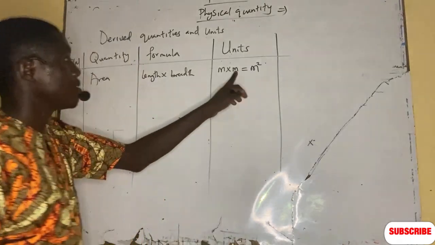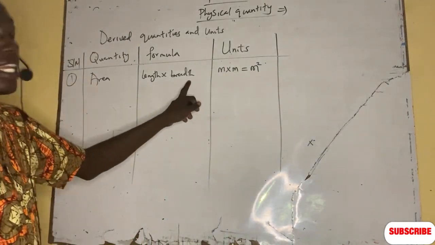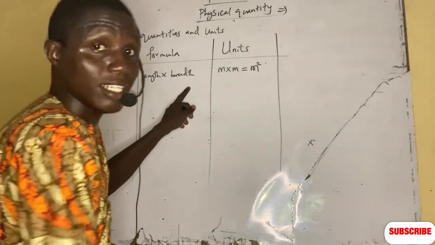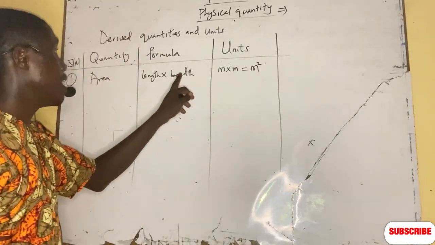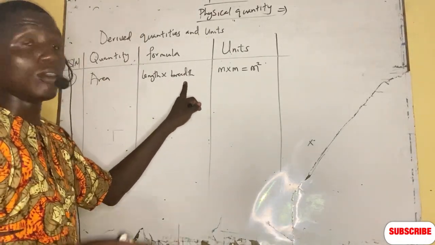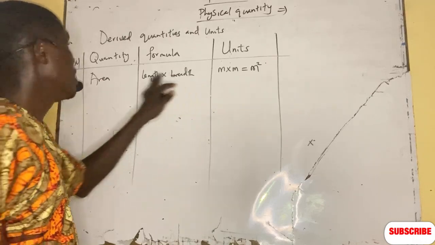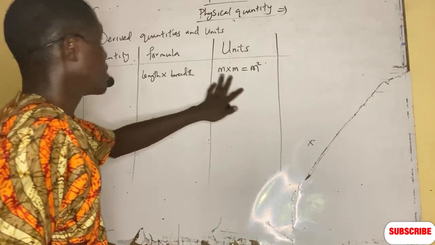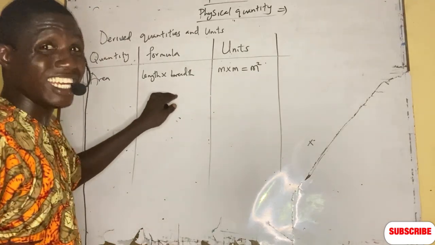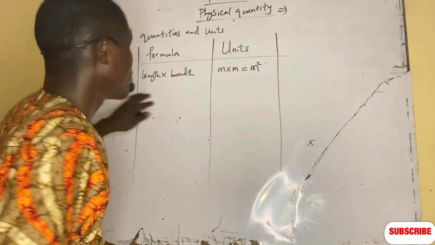You can see it depends on length. Both of them, length and breadth, are measurements of the sides of an object. So length and breadth belong to the category called length, and they are measured in meters. So you can see this area depends on the fundamental quantity called length. That's why it is a derived quantity.